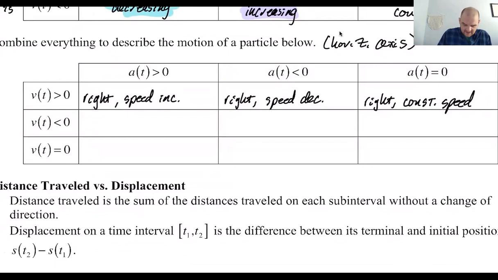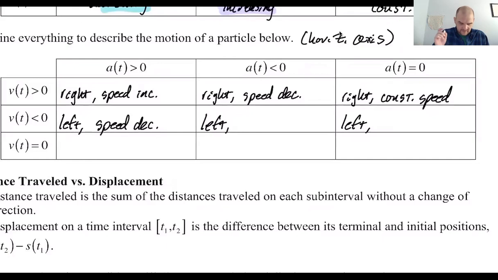So if v of t is less than 0, you are definitely moving to the left. So actually, I'm just gonna fill in. You're moving to the left, you're moving to the left. Now, if v of t is negative, but a of t is positive, speed is actually decreasing. So we're just looking to see, do a of t and v of t have the same sign, in which case speed is increasing? Do they have opposite signs, in which case speed is decreasing? So in this case, v of t negative, a of t positive, speed is decreasing. Here, v of t is negative, a of t is negative, speed is increasing.